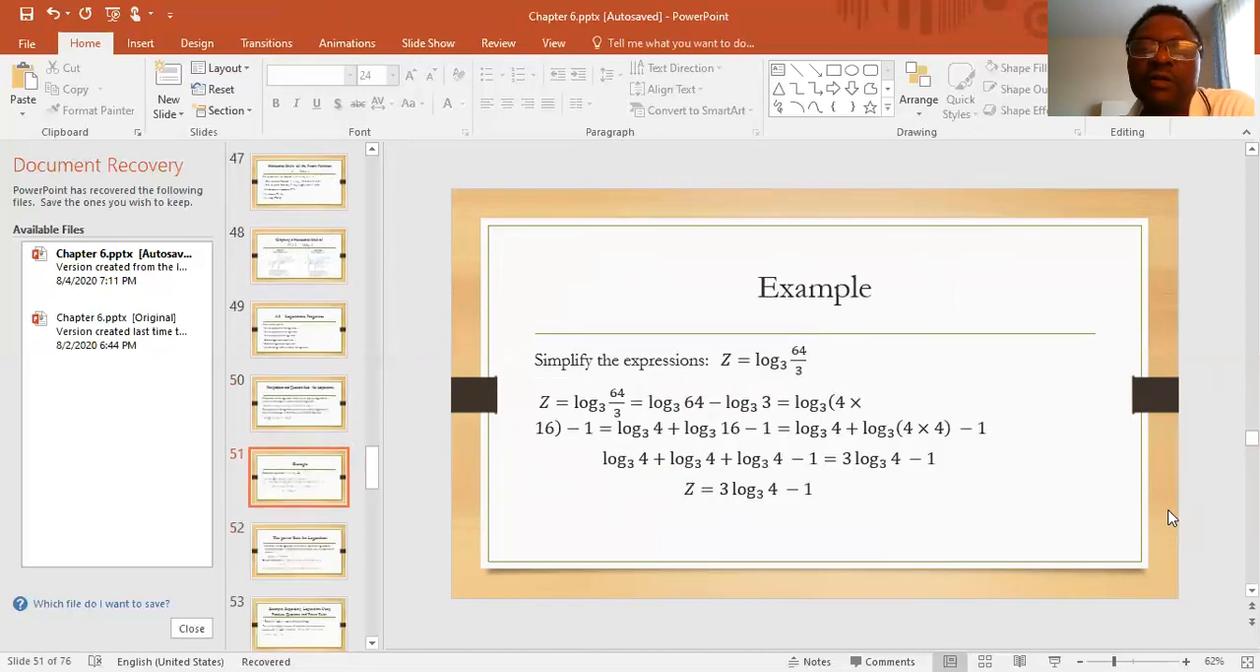Example here, let's consider the value z equals logarithm in base 3 of 64 over 3. So logarithm base 3 of 64 over 3 will be logarithm base 3 of 64 minus logarithm base 3 of 3. And naturally, we will observe that the logarithm of 3 in base 3 is 1.